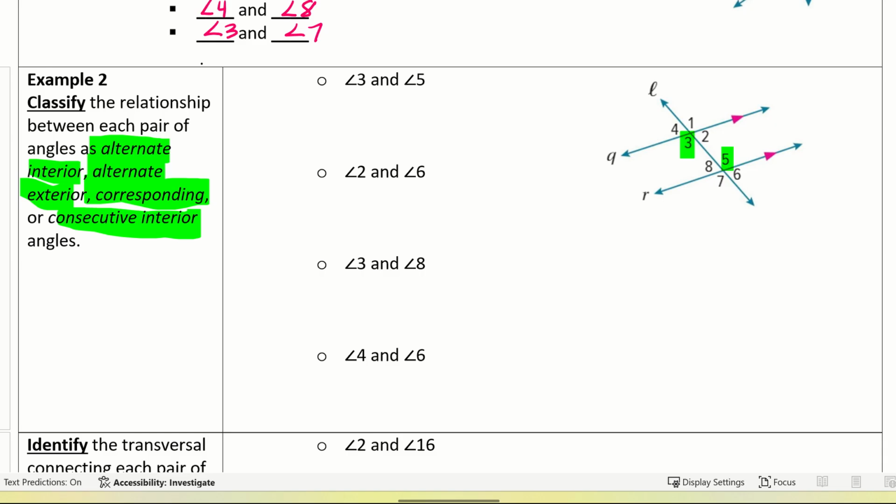They're on opposite sides of the transversal. So that's going to make them alternate. And they're interior, they're not exterior. So these are going to be alternate interior angles.